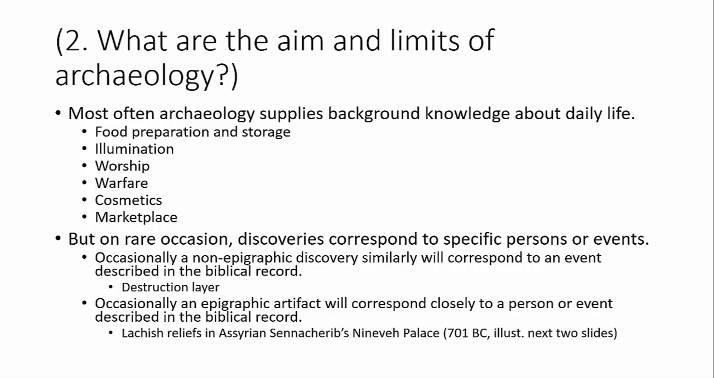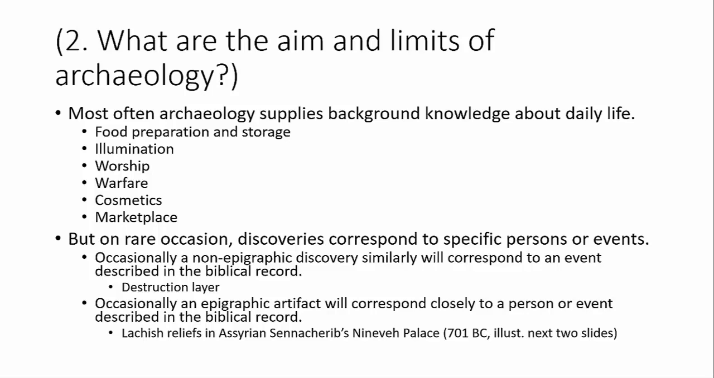If you're wondering what that might entail, it could be a destruction layer in a city. There are some cities where archaeologists dig down stratum after stratum, and then they come to a burn layer where it's clear that this village or city has been destroyed by fire. That can be a datable event. If there are other elements around, sometimes that can be datable to something we know from the biblical account.